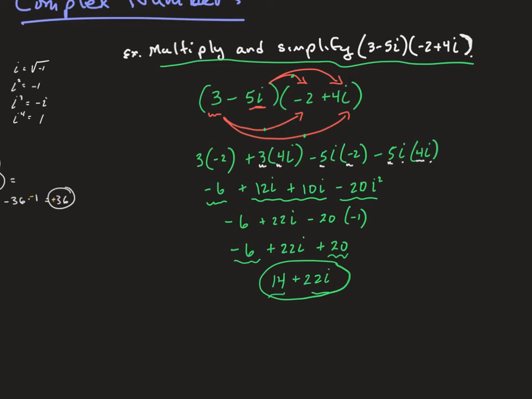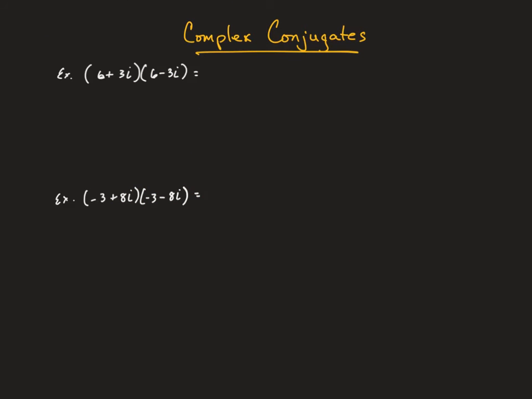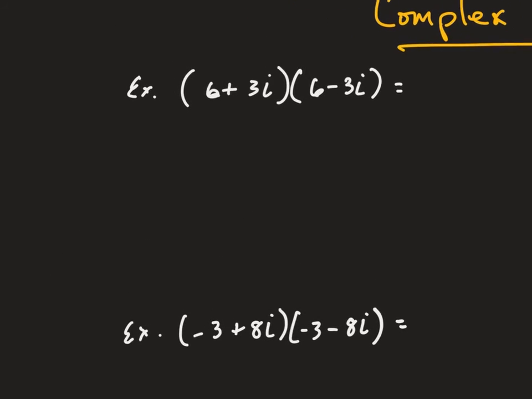Looking at that, what we're going to do next is conjugates. Conjugates involve multiplying, but there's going to be something special at the end. So let's see here. We have 6 plus 3i times 6 minus 3i. Those are conjugates because they're the same binomial; the only thing different is the sign between them.